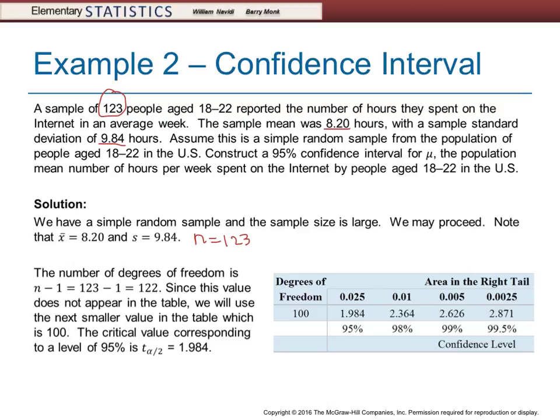Since this value does not appear in the table, we will use the next smaller value in the table, which is 100. The critical value corresponding to a level of 95% for 100 is 1.984 from our table.